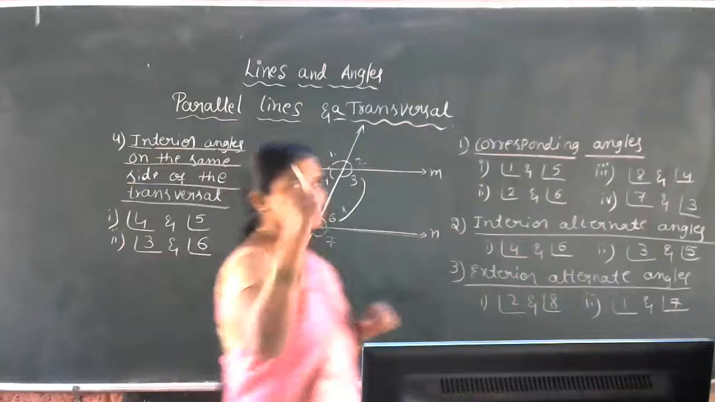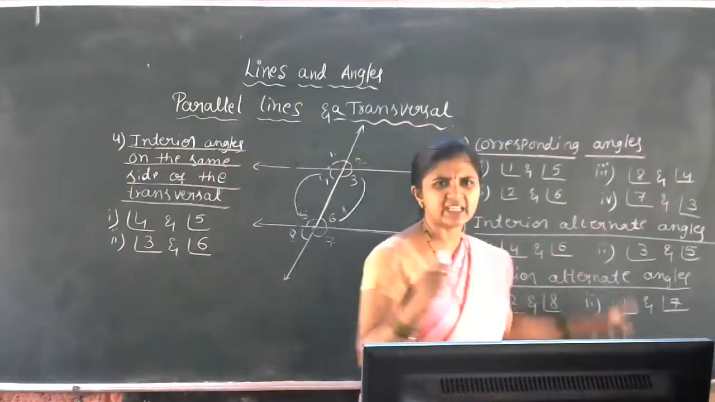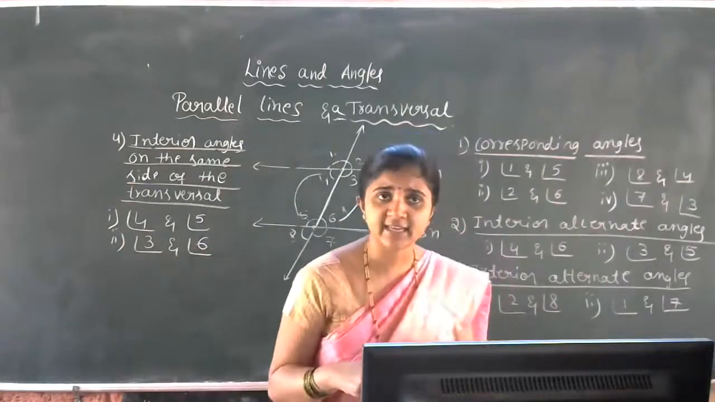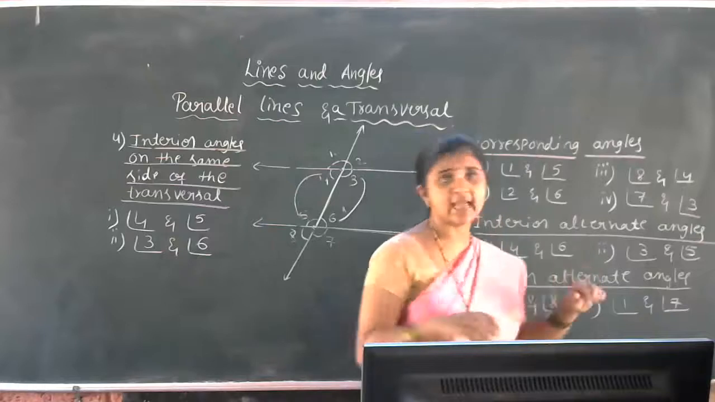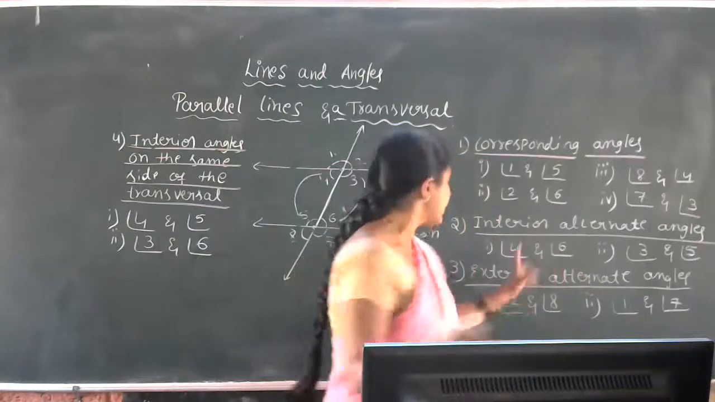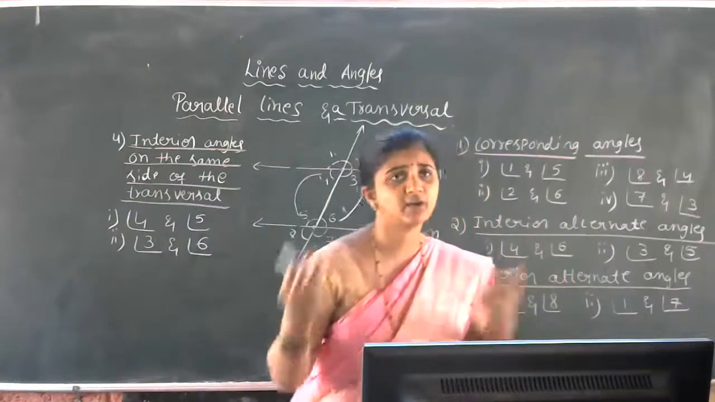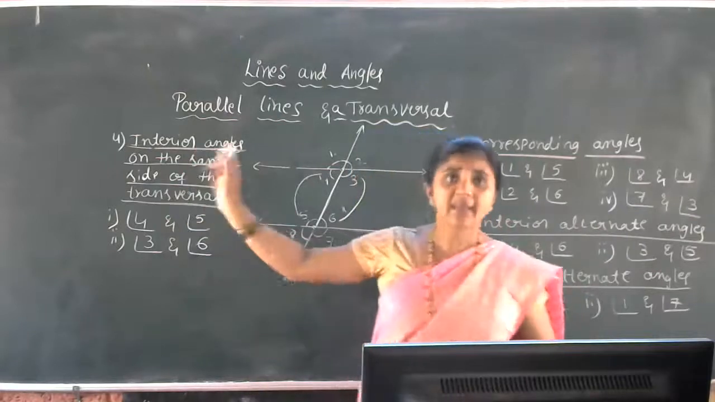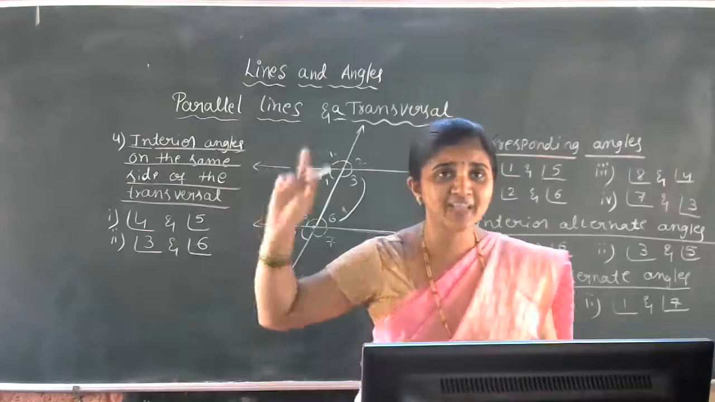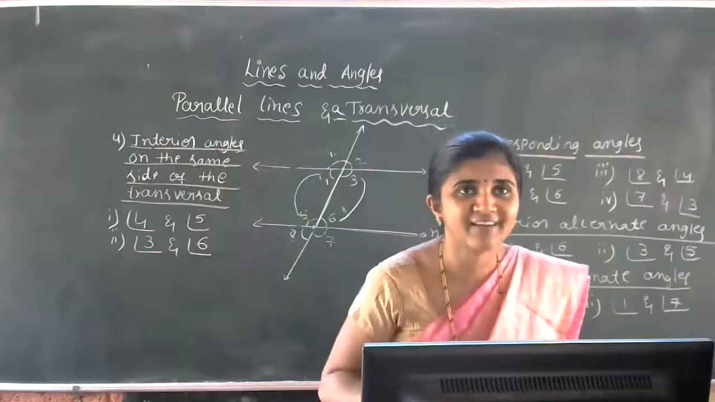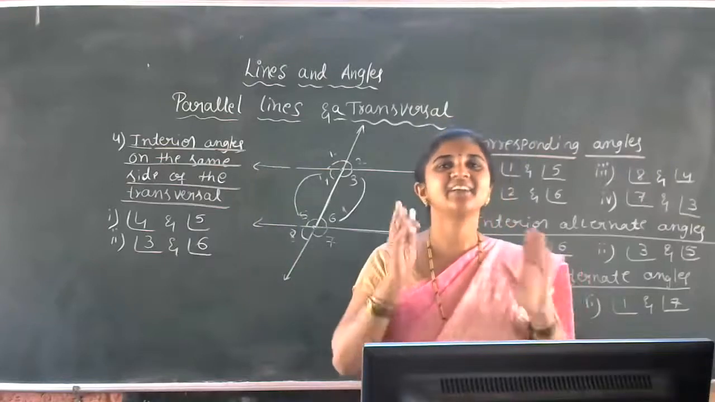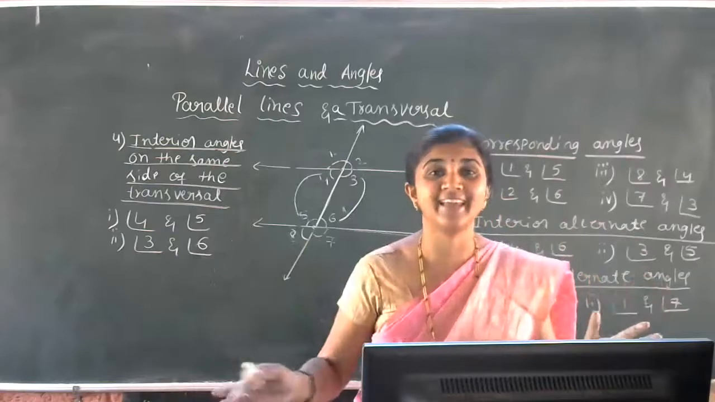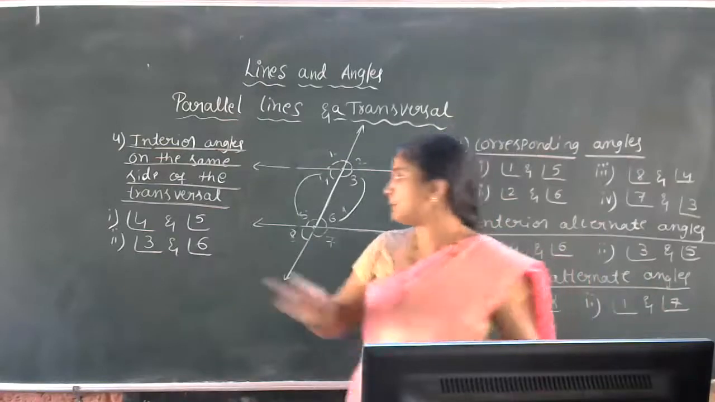Now you just come from the beginning. Corresponding angles are equal. Interior alternate angles are equal. Then exterior alternate angles are equal. Now what is the result for this? Interior angles on the same side of the transversal, are they equal? No, it is having a different property.